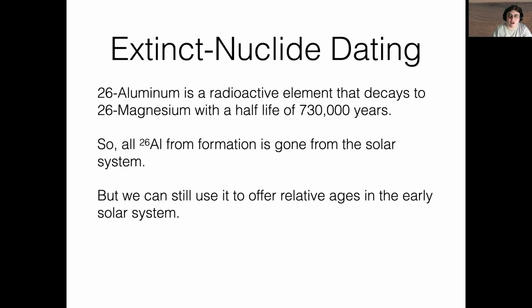Let's talk a little bit about what we call extinct nuclide dating. So how we can use short-lived radioisotopes to make timelines, even though all of the parent has become daughter products. Aluminum-26 was unusually common in the solar system. It's a radioactive element with a half-life of about 730,000 years, so it's long gone. Nowadays it's an artificial isotope. It decays to magnesium-26 by beta decay. All of it is gone from the solar system, but we can still use it to offer relative ages.